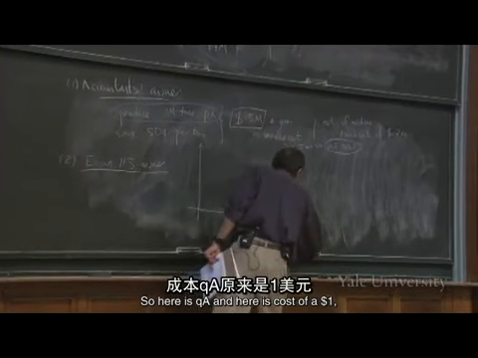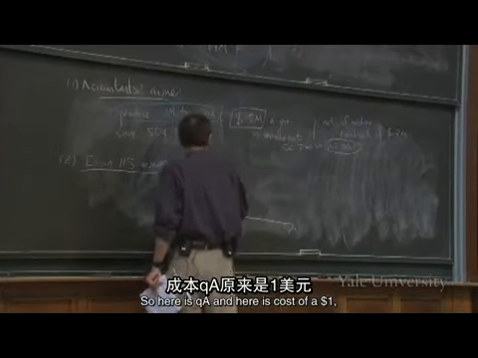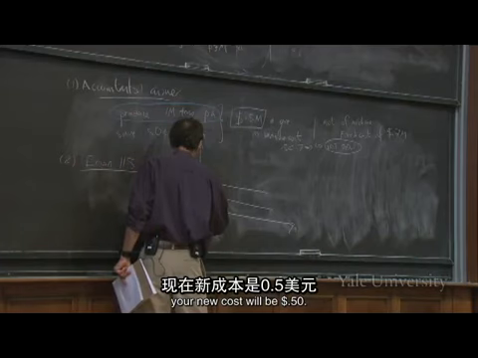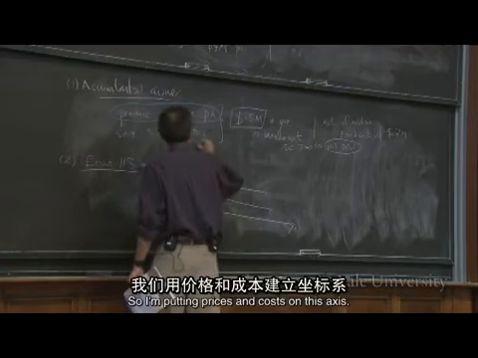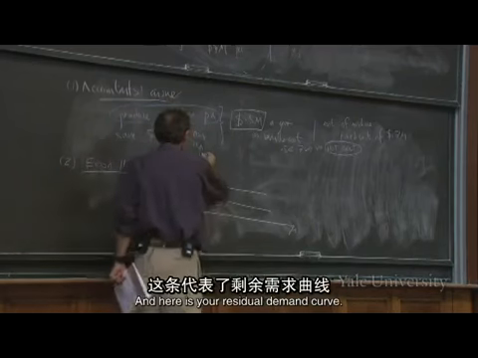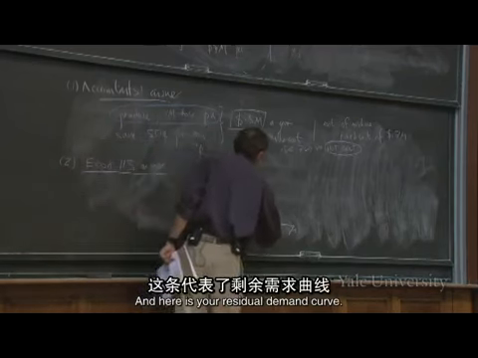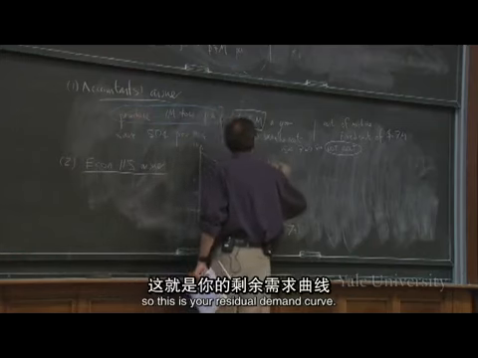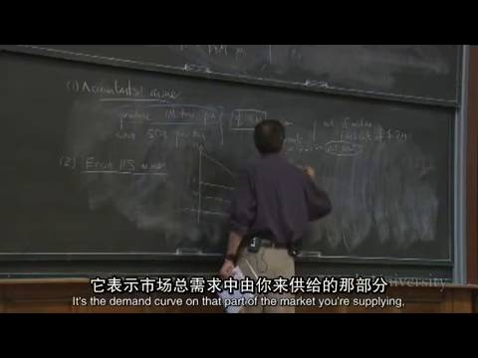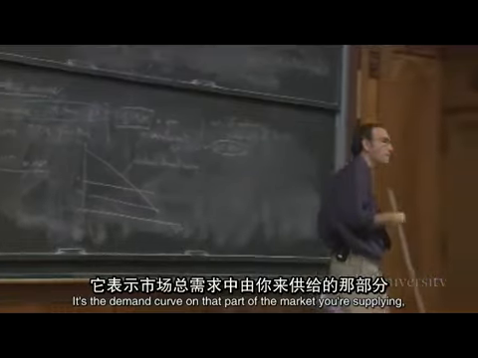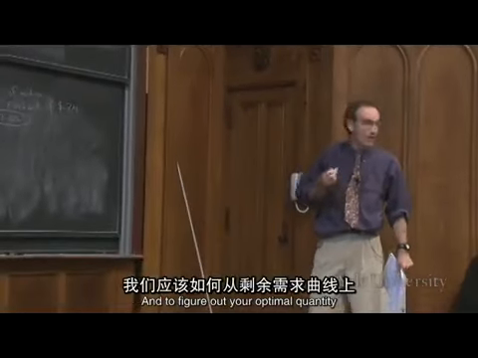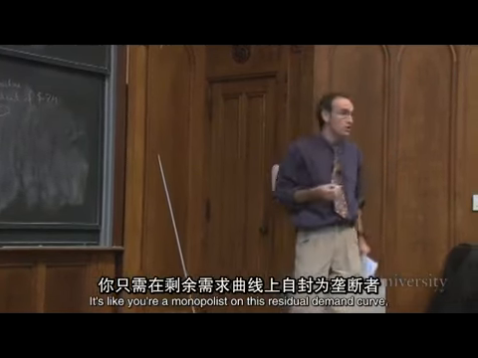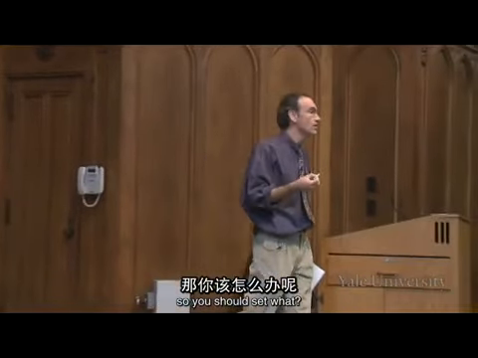So here is QA, and here is cost of $1. Your new cost will be 50 cents. I'm putting prices and cost on this axis, and here is your residual demand curve. This is the demand curve you face after the other guy has finished producing. It's the demand curve on that part of the market you're supplying, or not being supplied by the other side of the market. And to figure out your optimal quantity on your residual demand curve, it's like you're a monopolist on this residual demand curve, so you should set what?